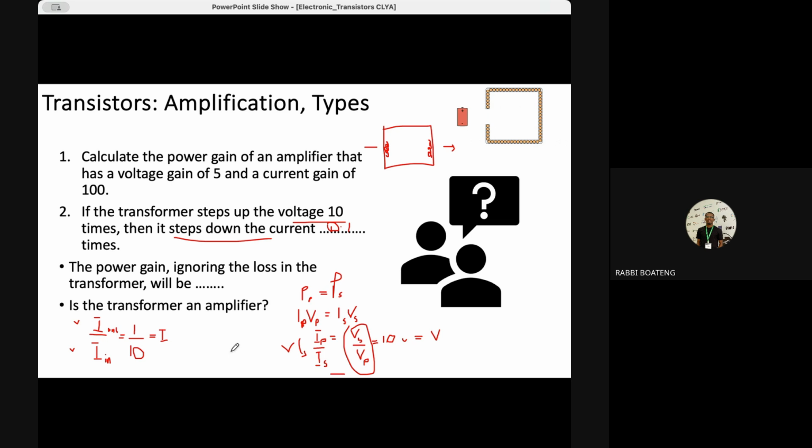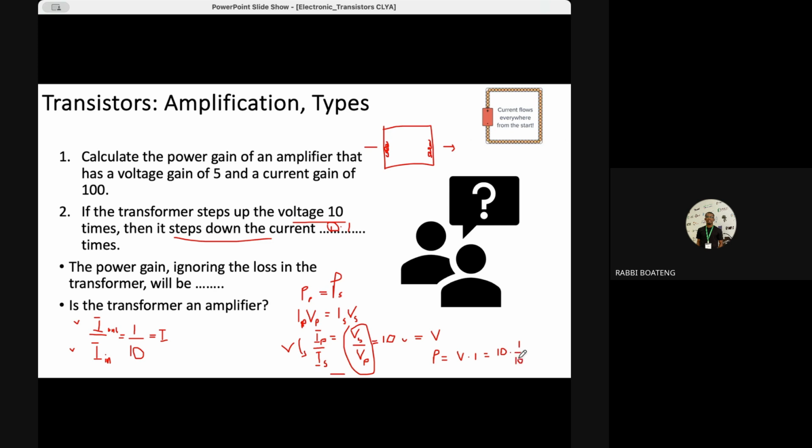Okay. So now let's look at something. I have my current gain, I have my voltage gain. I want to calculate the power gain. Do you remember the formula for the power gain? P equals what? IV. Power gain is equal to voltage gain times current gain. Very good. Now here, from the question and from the answers we've gotten, my voltage gain is 10, and my current gain is 1 over 10, or 0.1. Is that okay?